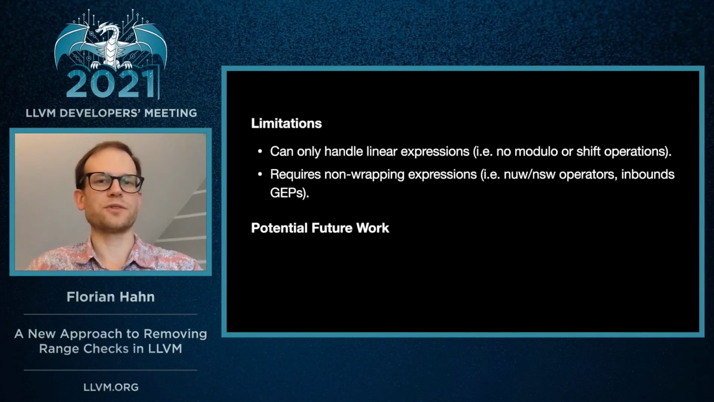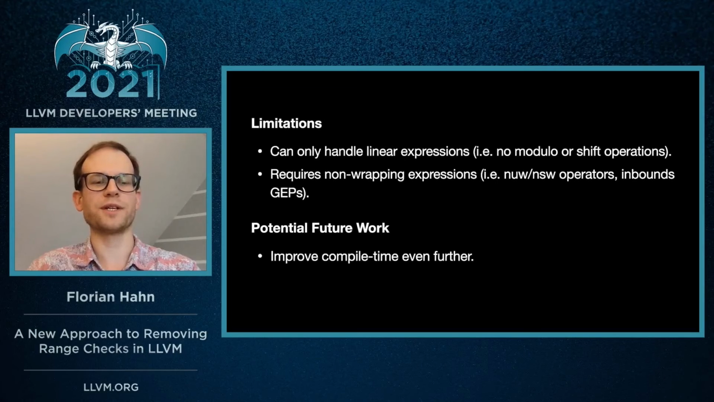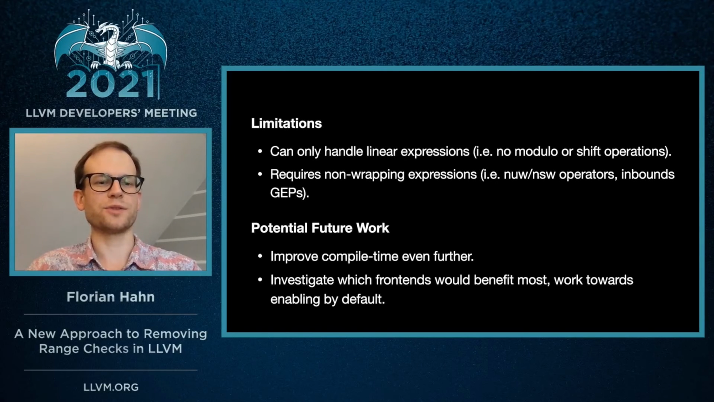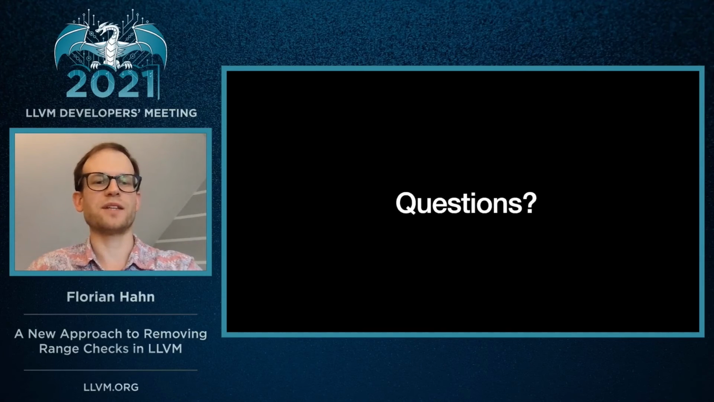And of course, there's also potential for future work. On one hand, there's potential to improve the compile time even further by tuning the solving part of the implementation, which I didn't spend much time on so far. And also, it would be interesting to investigate which frontends would benefit most from this transformation, for example, because they emit a large number of pointer or integer range checks, and then work towards enabling the pass there by default. That brings me to the end of the presentation, and I'm now ready to take your questions.